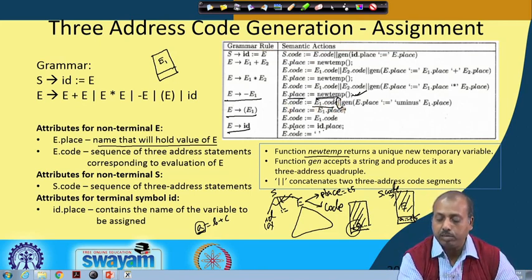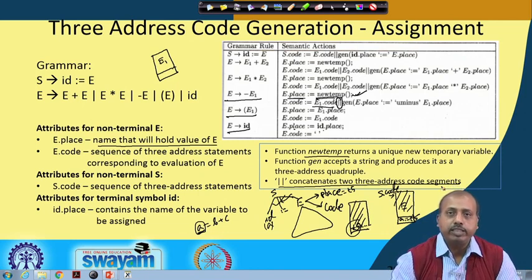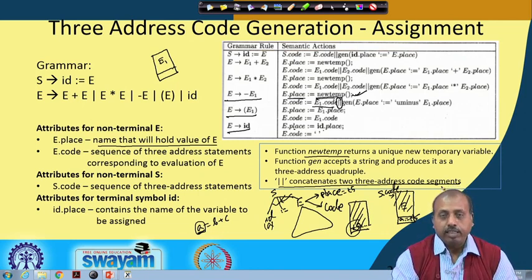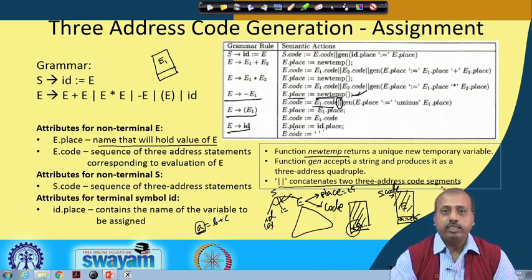This particular symbol concatenates two 3 address code segments. So, this is a concatenation operator. If we think about the 3 address code statements as strings, then it is something like a string concatenation. Ultimately what you have is nothing but a text file. The 3 address code that is generated is a text file, and so you can always take the individual lines of that text file as strings.